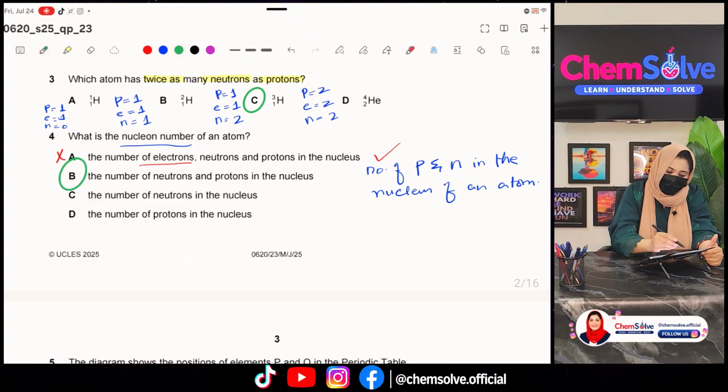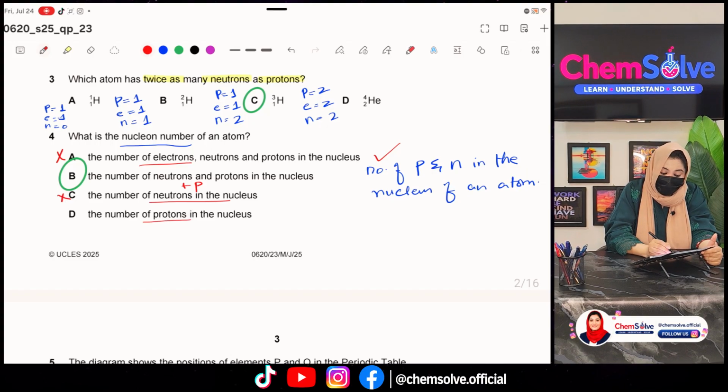Let's see the other options as well. The number of neutrons in the nucleus, neutron plus proton. So this is wrong. Number of protons in the nucleus plus neutron. So this is also wrong.